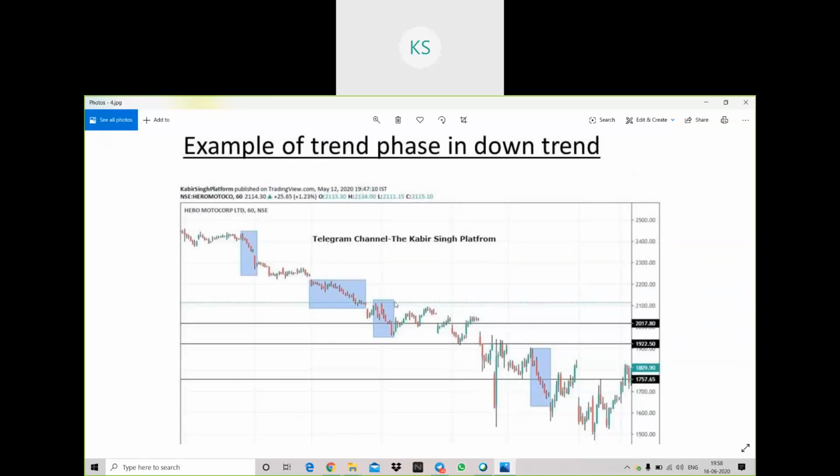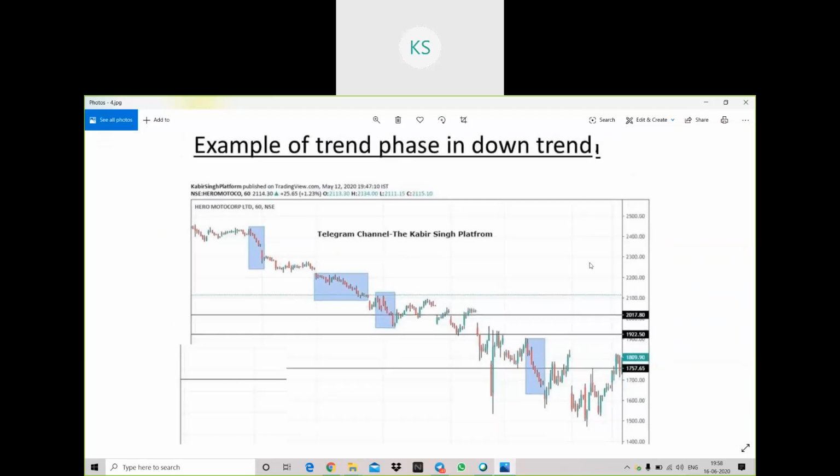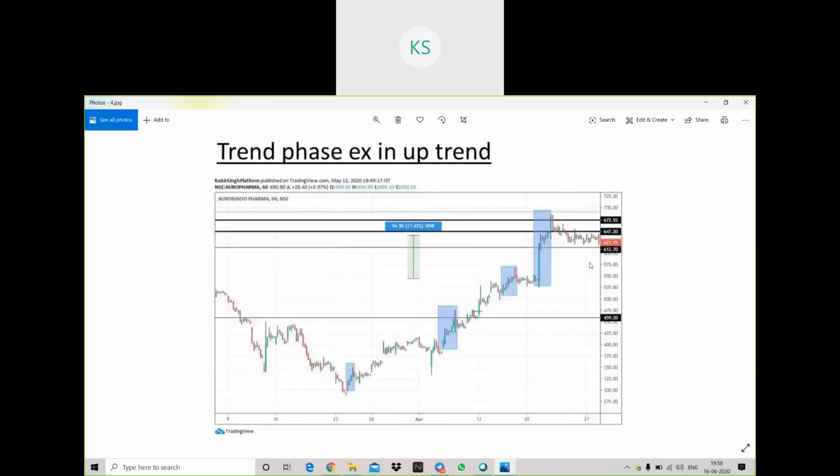I'll show you one more example for trend phase in an upward stock. I hope that the trend phase was clear in the previous example. If somebody has any doubt there, he can ask me, and I'll explain it.